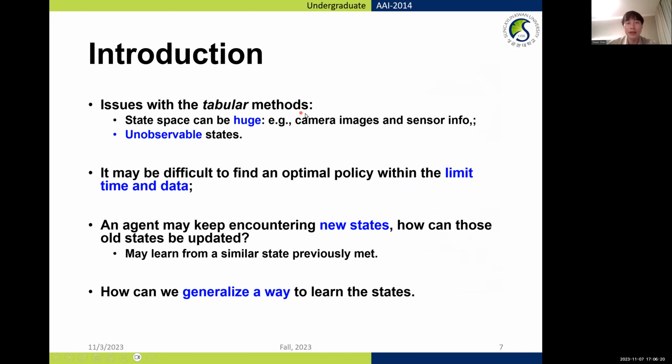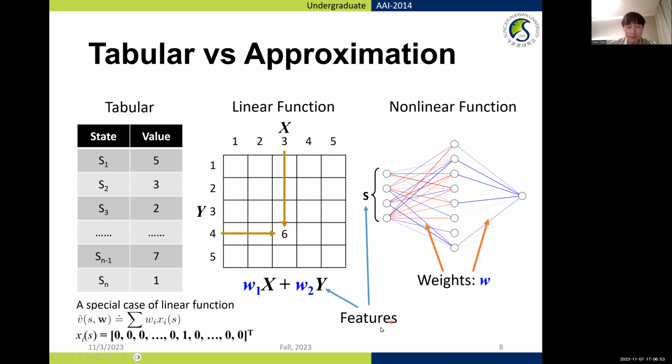Issues with the tabular method: we have learned the tabular methods in the past several weeks. But for those tabular methods, if the state space is huge, then it's difficult to represent the states. Also we may have some unobservable states. It may be difficult to find the optimal policy within limited time and data. So how can we generalize to learn those states? Actually, there are multiple ways.